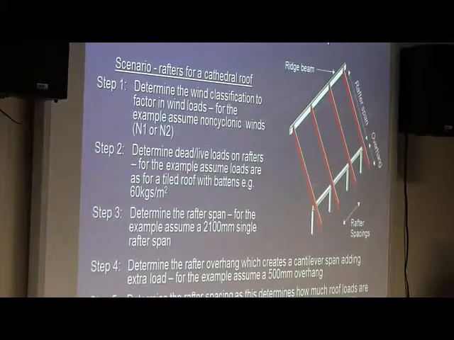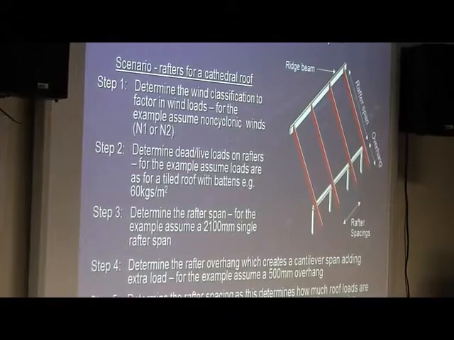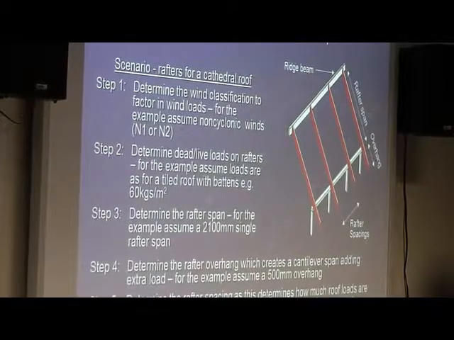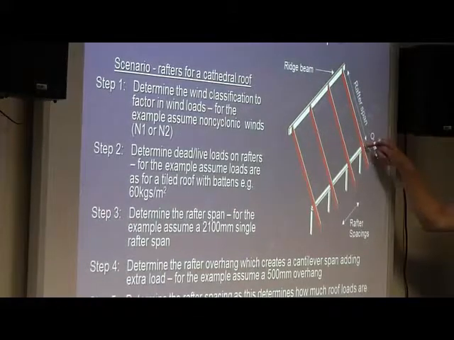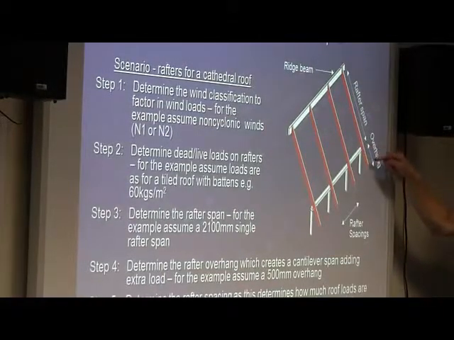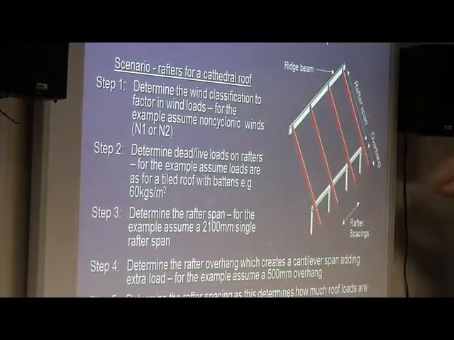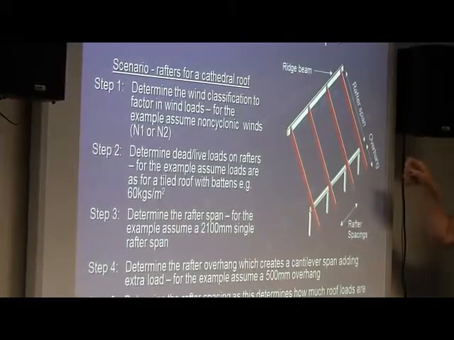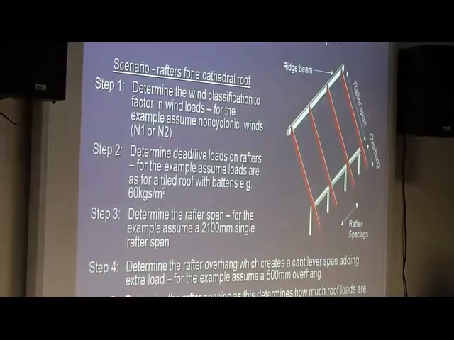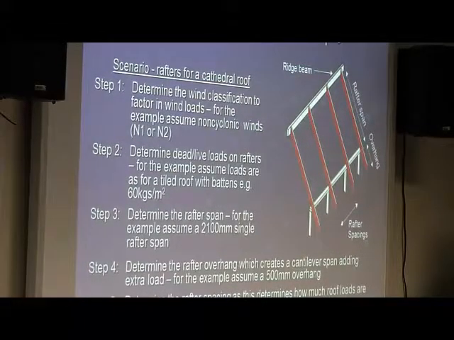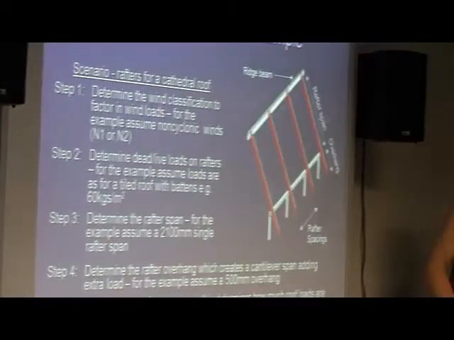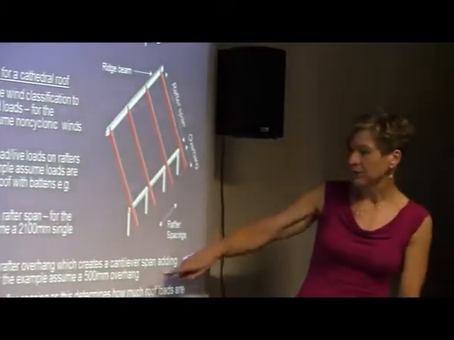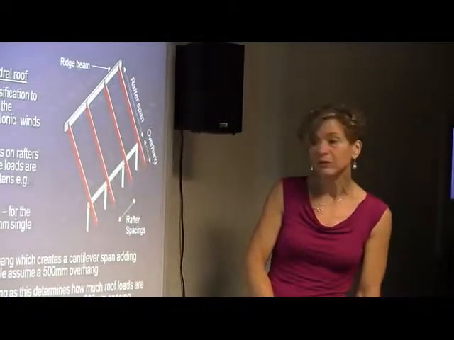Okay, you would then determine the rafter span. This example they're saying that is 2.1 metres or 2100 millimetres, and it's a single span. Okay, from there to there is single span. You can't consider this to be continuous because there's no other support. You then determine the rafter overhang, because this creates a cantilever and it adds extra load. So here we've got an example where it's a 500 millimetre overhang.